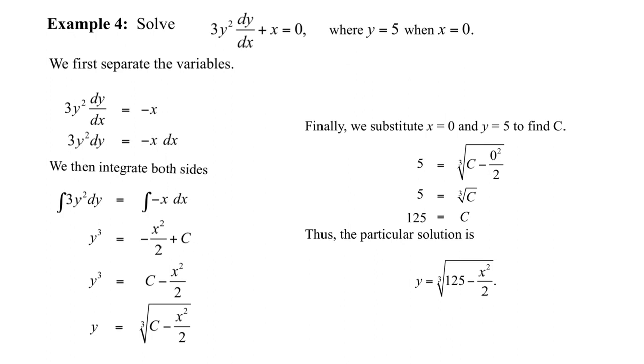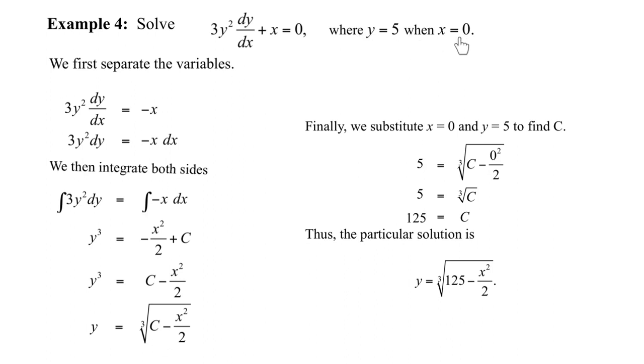That's why we are not writing two constants. Then in order to solve for y, we can actually take the cube root on both sides. So the cube root of negative x squared divided by 2 plus c. It is the same as writing the cube root of c minus x squared divided by 2. Now we can find that constant c by using this condition.